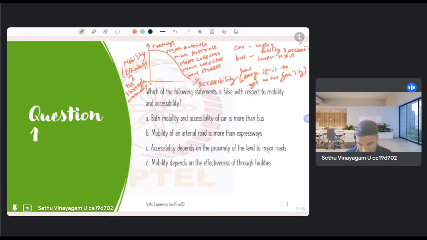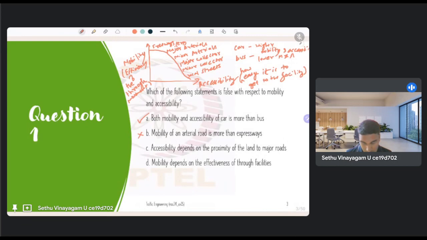So keeping that in mind, if you look at these statements, the first one says that both mobility and accessibility of a car is more than a bus, which, as we have seen now, is correct. B, mobility of an arterial road is more than expressways. So this is not correct. Expressways are similar to freeways, right? Which means that an expressway has a higher mobility but lower accessibility when you compare it to an arterial, right? Here we are only looking at mobility, and it is higher for expressways than arterial. So this statement is incorrect.